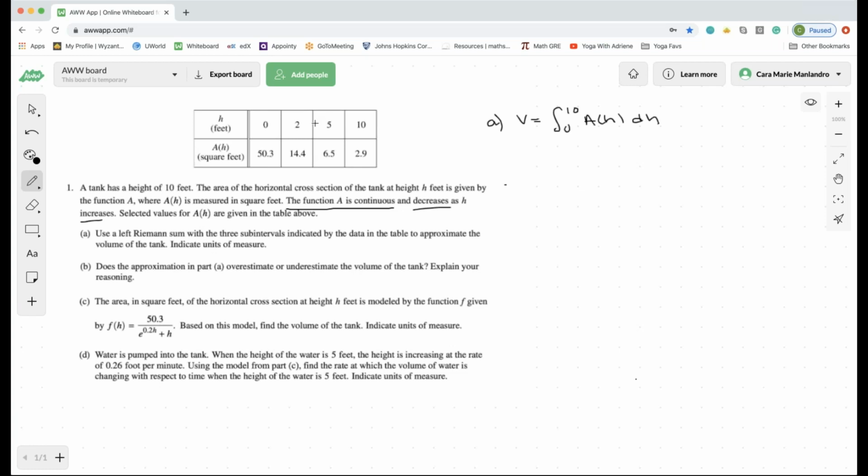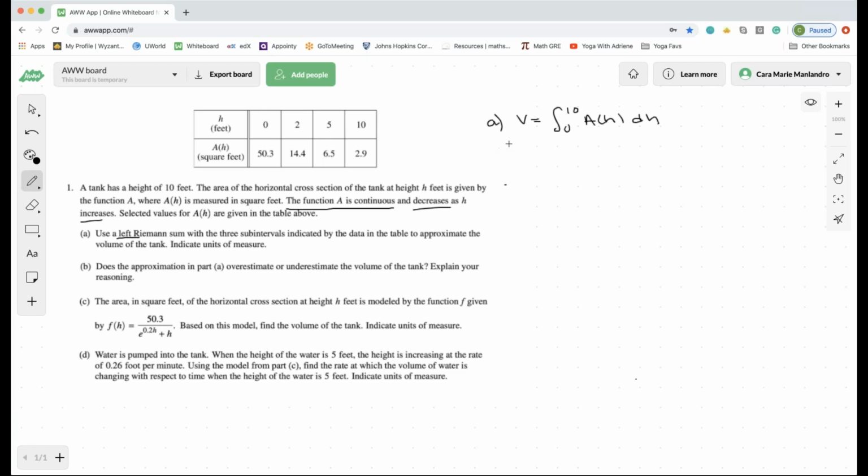All right, they want us to split this with 3 subintervals, and we can only use the ones in the table that are provided. And they want us to use the left endpoint. Does everybody understand what I mean by the left endpoint? Okay, great. So let's go ahead and just break it up.